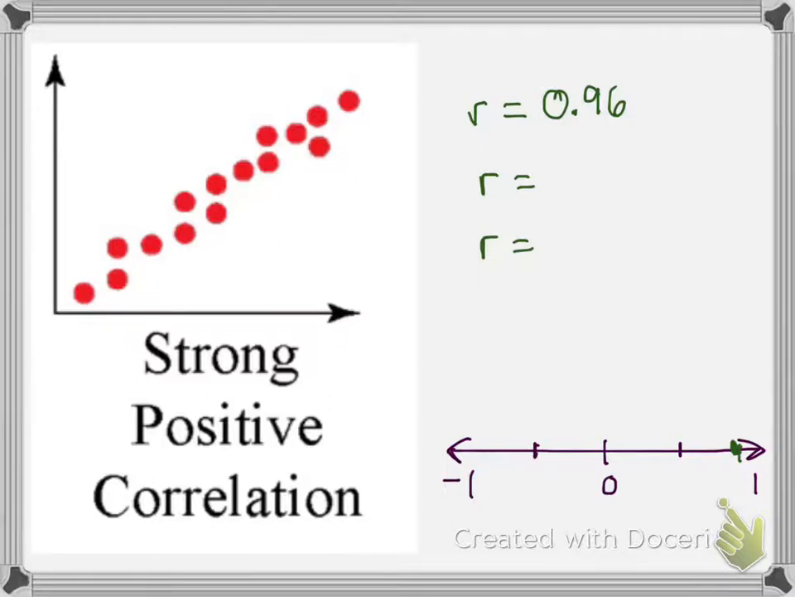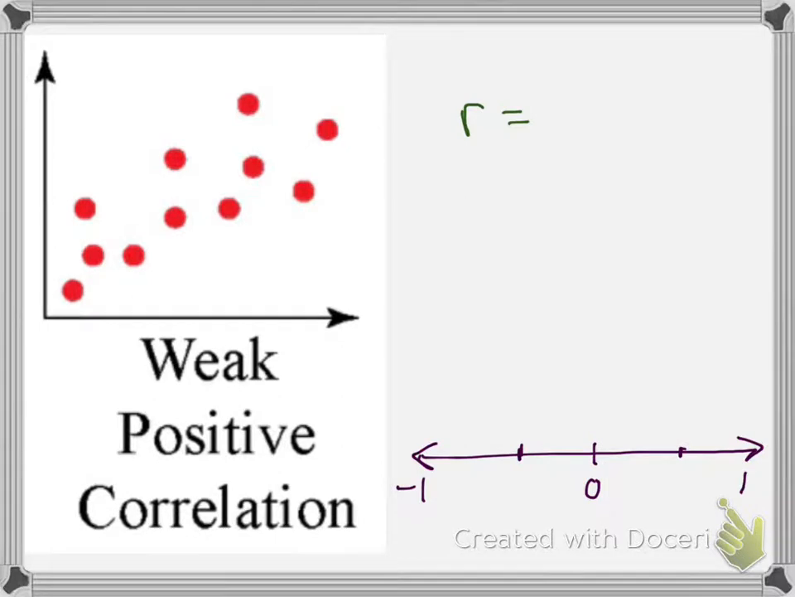Another example, if I have 0.90, that will fall closer to 1, somewhere right here. That's also a strong positive correlation. 0.88, that's another example. As long as it's closer to 1, it's considered a strong positive correlation. Now, if it's a decimal that's more like 0.6, well, that's going to be a little closer to 0.5. That's considered a weak positive correlation. Still positive correlation, but it's a little bit weaker because it's further away from 1.